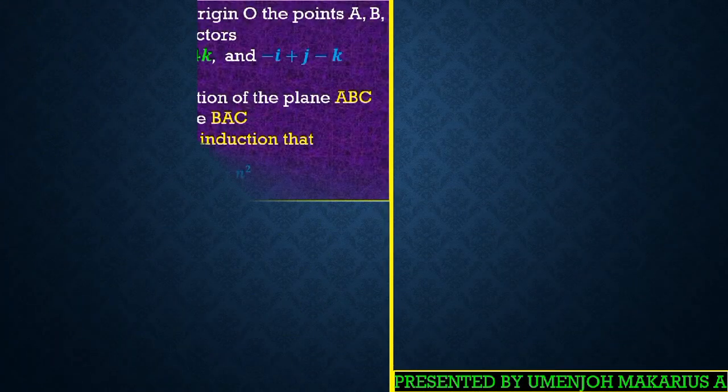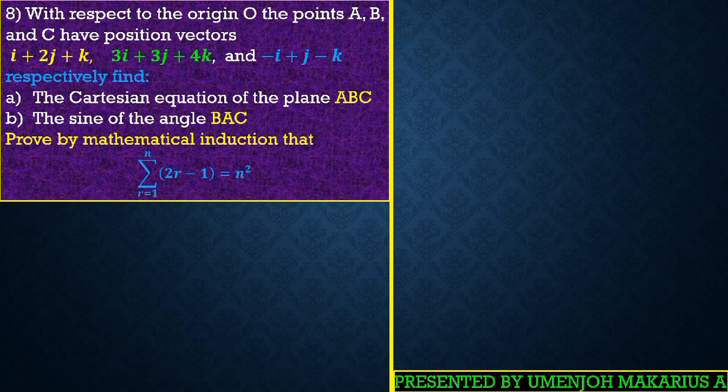Okay, question 8, as you can see, simply reads that with respect to the origin O, the points A and B have position vectors. We should find the Cartesian equation of the plane ABC, and the sine of the angle BAC. We should prove by induction that this is that. All right, so guys, let's start.